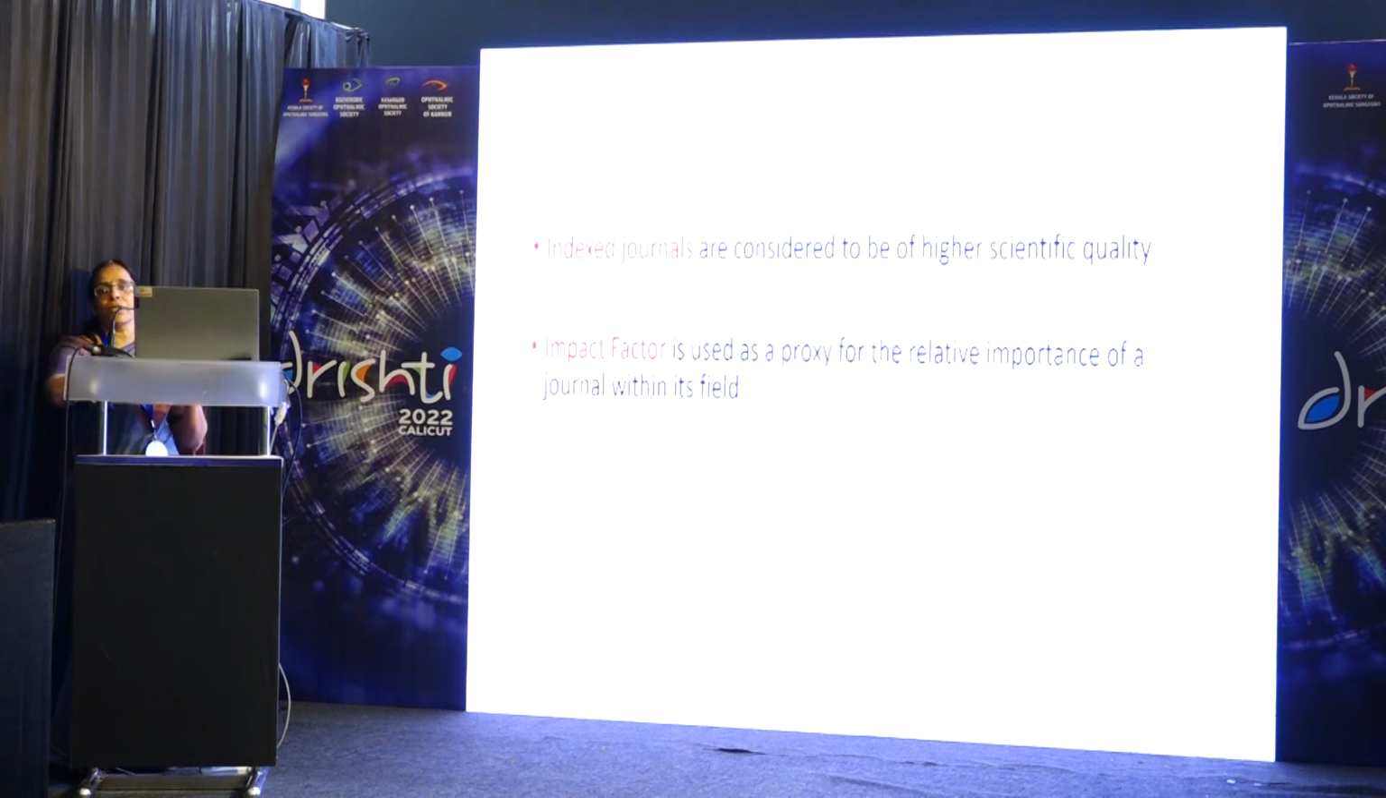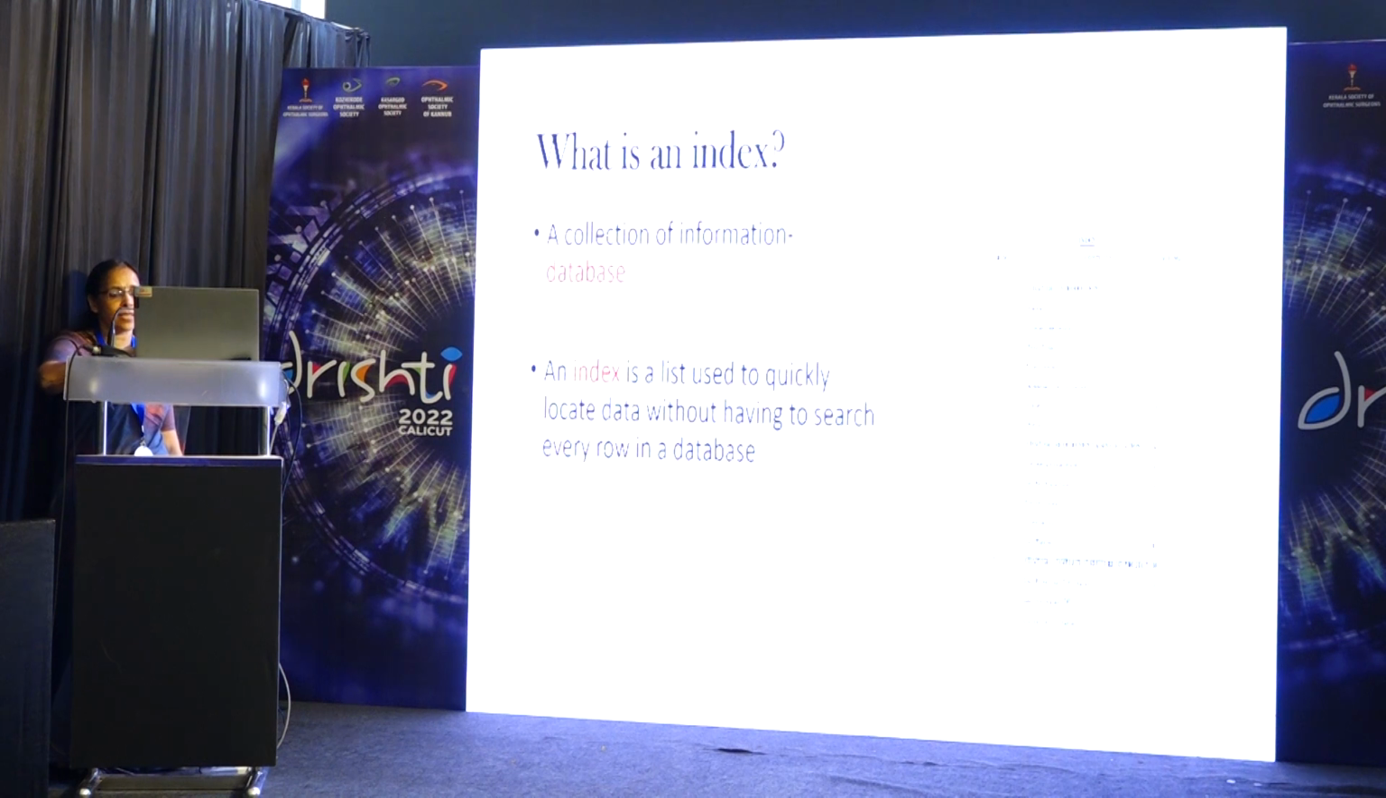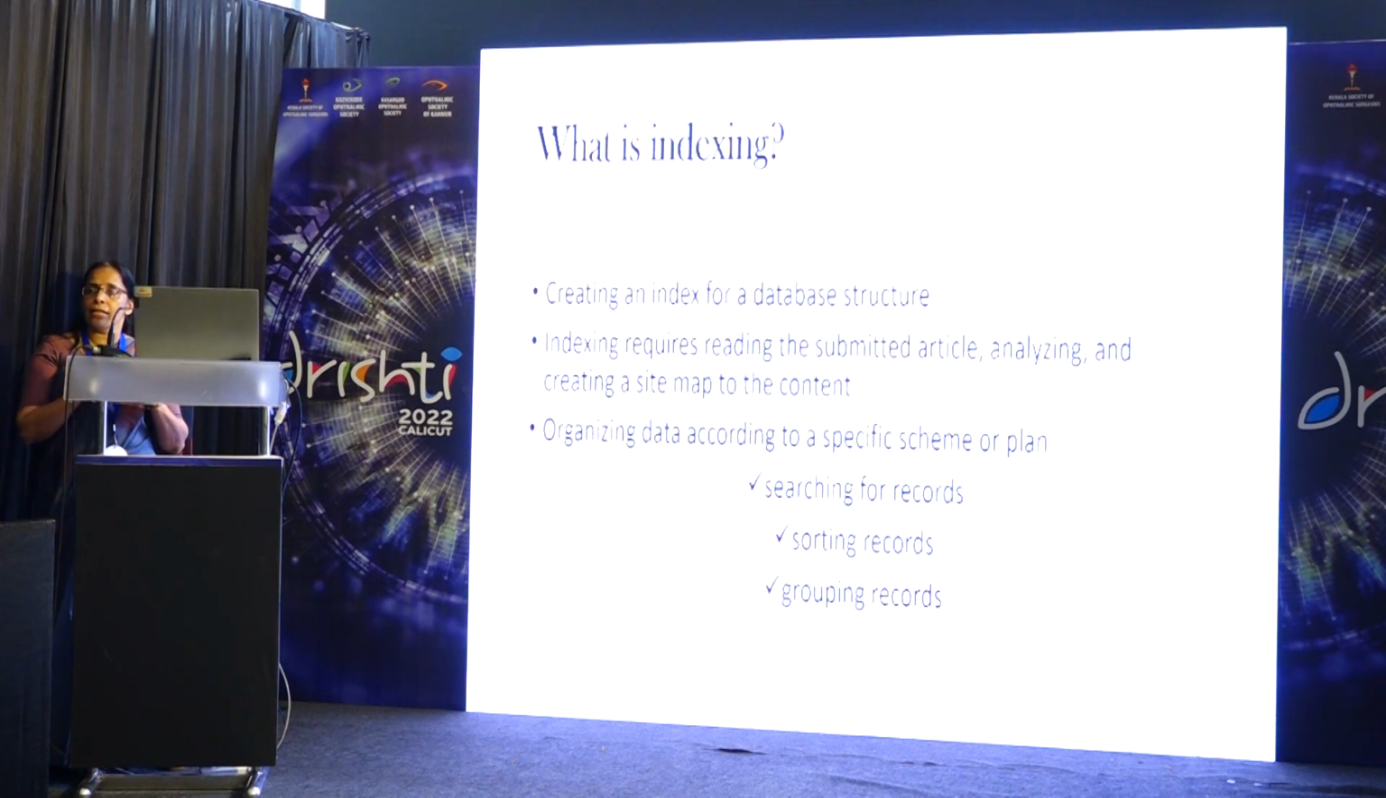Indexed journals are considered to be of high quality. Similarly, the impact factor is also a proxy for the importance of the journal. So simply put, what is an index? You have a data of information. That is called a database, a collection of information. Now, to know where the information which you want to pick out is present, you create an index. An index is a sort of ordering of the data into certain topics and putting a page number. That is simply an index. So what is indexing? Creating that index for a database structure is indexing.